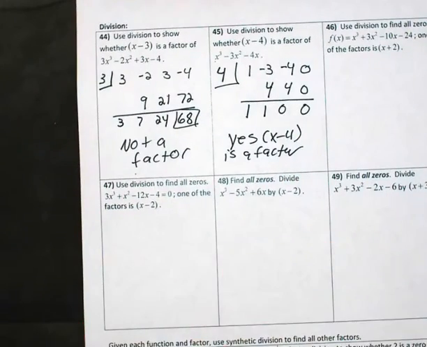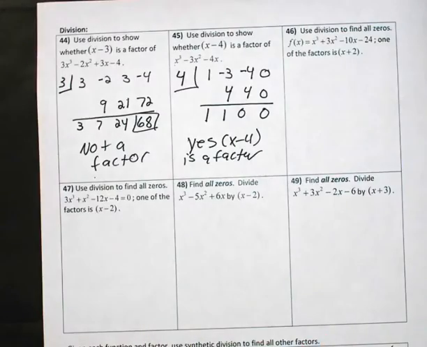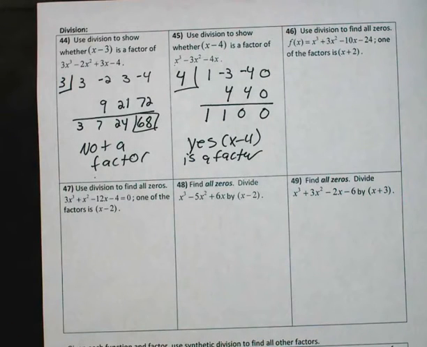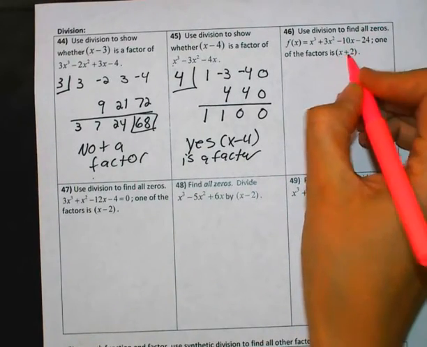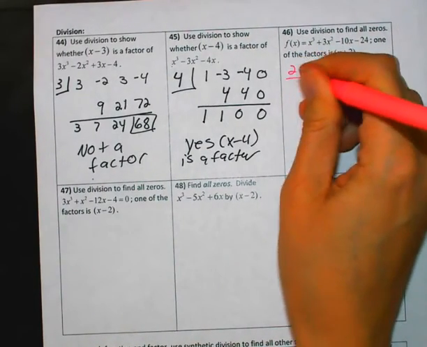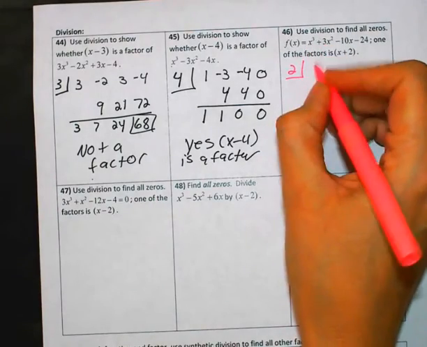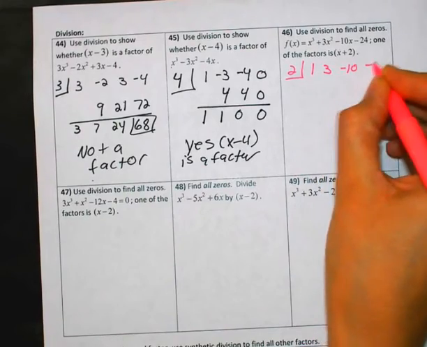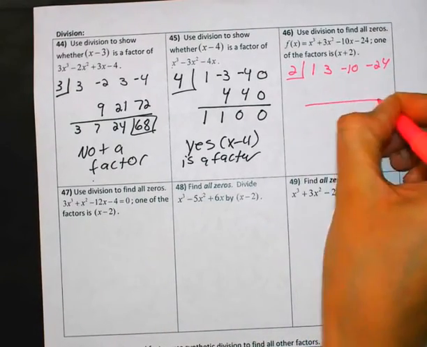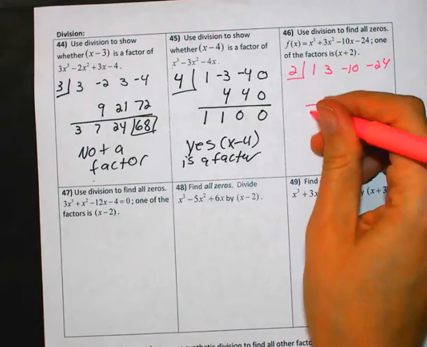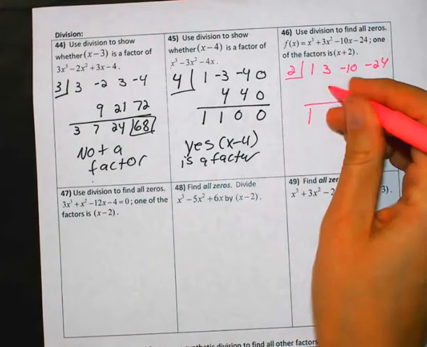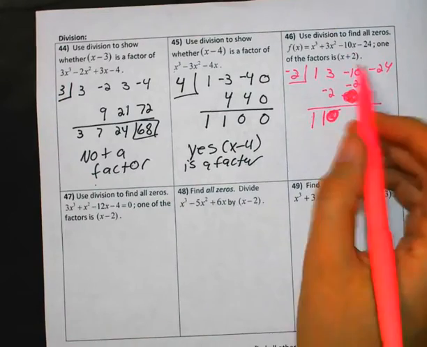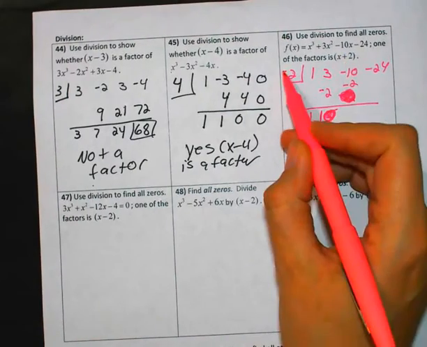All right, let's look at the next one. Same process again. My factor is x plus 2, so I'm going to write 2 on the outside. Each of my coefficients, 1, 3, negative 10, negative 24. Write down my first coefficient, multiply. 2 times 1 is 2. So remember that the sign has to be opposite, so this should actually be negative 2.